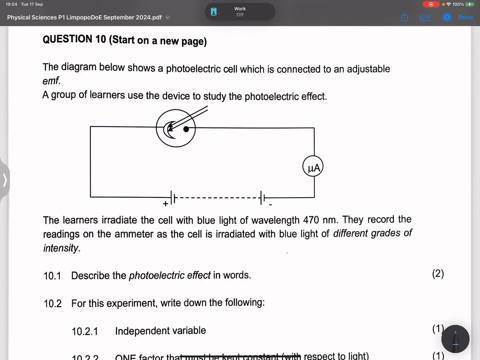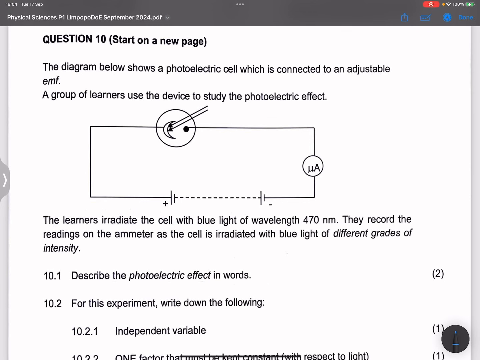And now, ladies and gents, we are looking at question 10. They say to us, we've got the diagram below that is shown. It shows a photoelectric cell which is connected to an adjustable EMF. And they say to us that a group of learners use this device to study the photoelectric effect.